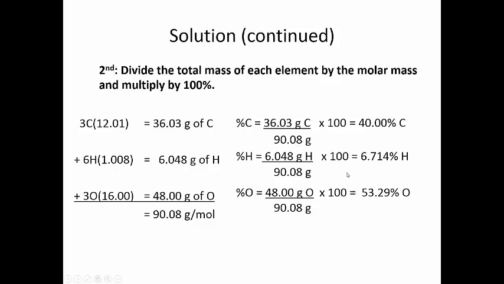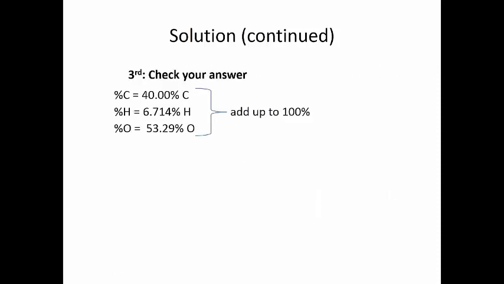So these are the answers. Now, before we just say we're done, we can check our answer to make sure we're on the right track. And to do that, we take all of these and add them up. They should add up to 100%. So if you add these all together, you'll get a number very close to 100%.